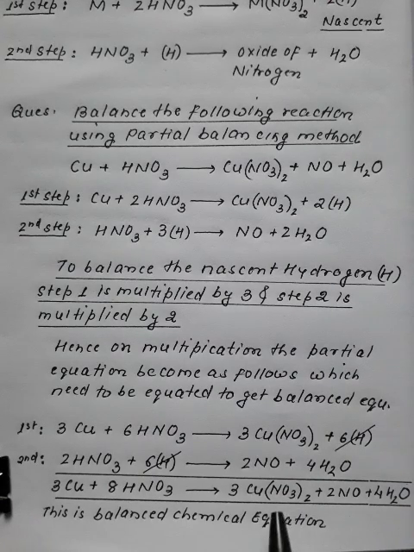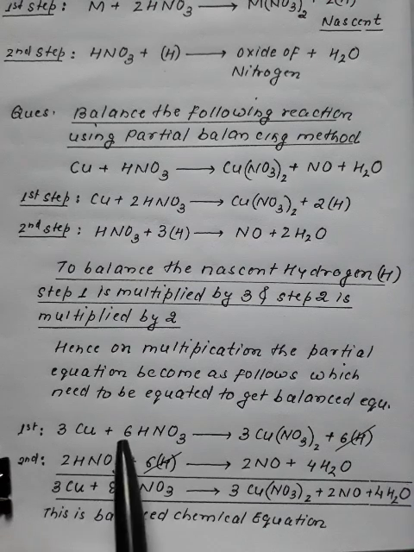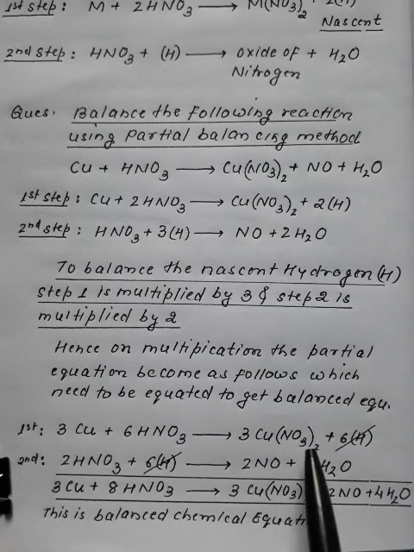The rest of the species will not be cancelled because those which are on the left hand side are not on the right, and those which are on the right are not on the left. Only nascent hydrogen is on both sides, therefore it has been cancelled. So 6 nascent hydrogen on the product side and 6 on the reactant side get cancelled, and the rest get equated. So it is 3Cu. Now 6 and 2 we are equating: 6HNO3 in the first step, 2HNO3 in the second. 6 and 2 make 8HNO3. So 3Cu plus 8HNO3 is giving 3Cu(NO3)2 plus 2NO plus 4H2O.